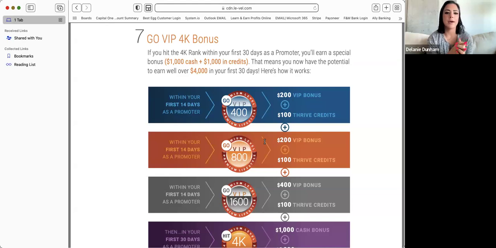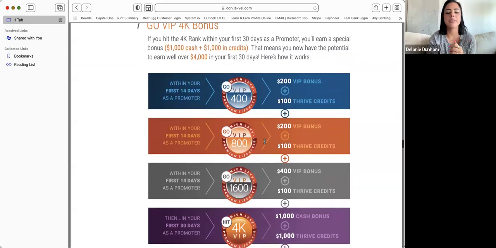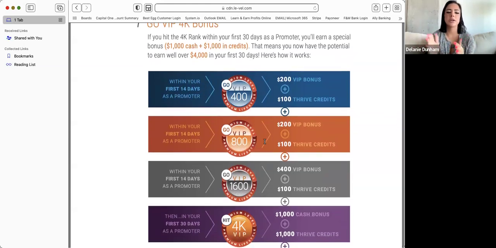And then we have rank matching bonuses going on right now that I'll talk about at the end, just because I want to be able to use this video when we don't have those bonuses going on. But this is first 30 days, and it's not 30 days based off of the month. It's 30 days from your enrollment, right? So if you enrolled today, you have 30 days from today to hit this rank.